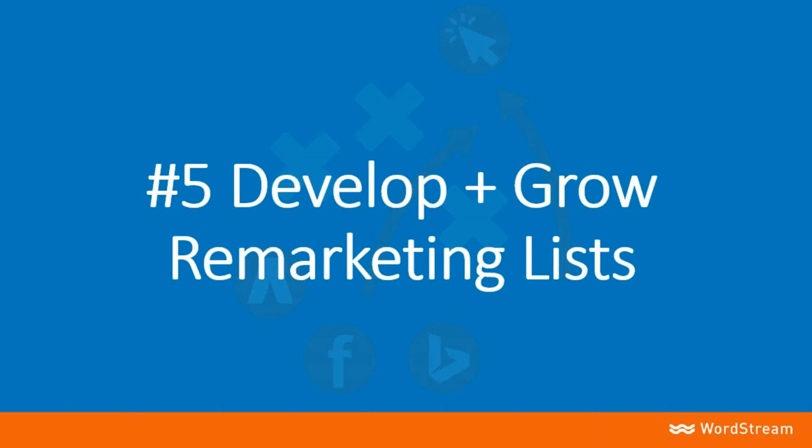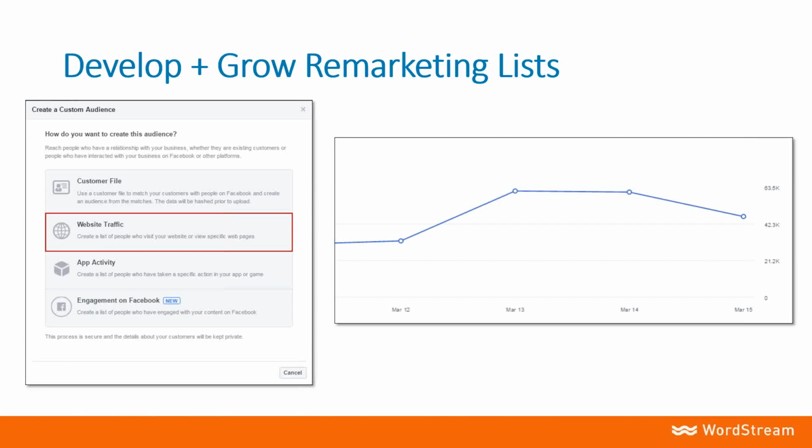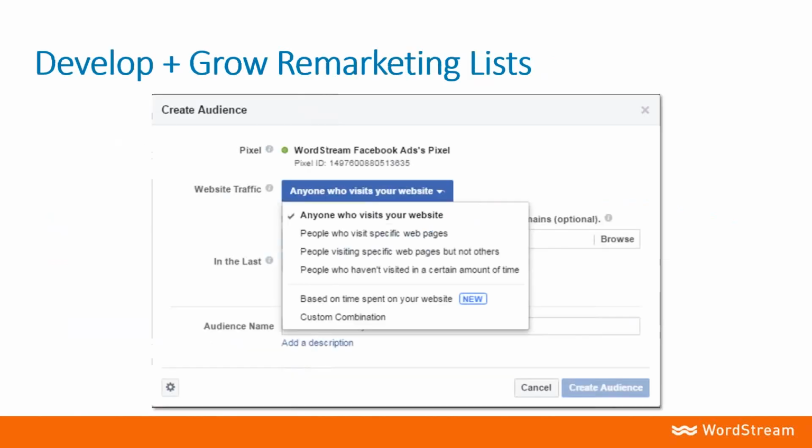Number 5, develop and grow remarketing lists. As Alan talked about with the Facebook pixel, it's really important, especially when it comes to nurturing leads, that you make sure that pixel or that piece of code is implemented everywhere on your website. Like there's not a page where it's not there, because over time Facebook is going to accrue these audiences and they're going to build.